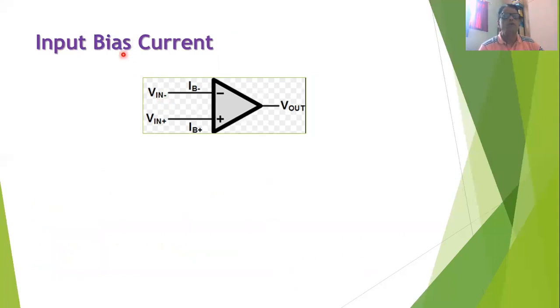Now we will go for the discussion of another parameter of operational amplifier, and this parameter is called the input bias current. As shown in this diagram, suppose we have an operational amplifier which has two terminals, inverting input and non-inverting input. When the voltages are applied, then a certain amount of bias current will flow through the inverting input terminal, and a certain amount of bias current will flow through the non-inverting input terminal.